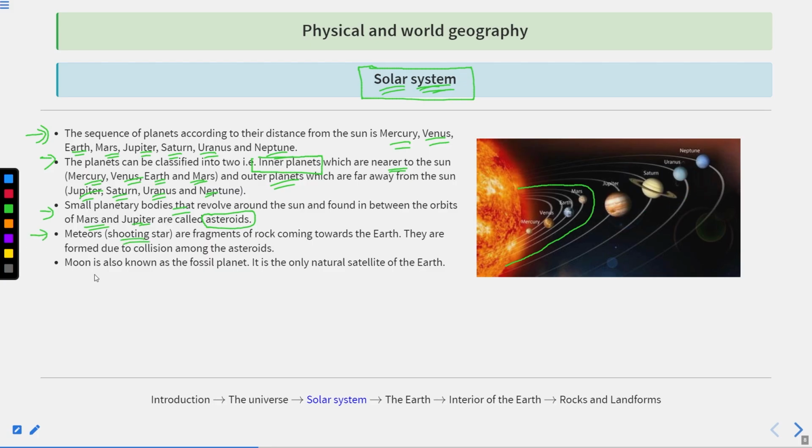Meteors are often called shooting stars. These are fragments of rocks that come toward the Earth because of the Earth's gravity attracting them, and they are formed due to collisions among the asteroids. The Moon is also known as the fossil planet, and it is the only natural satellite of the Earth. So remember this thing also.